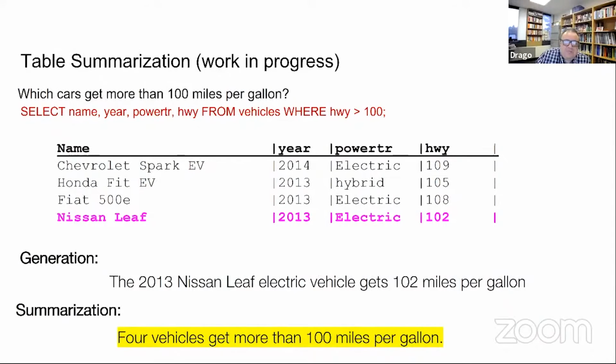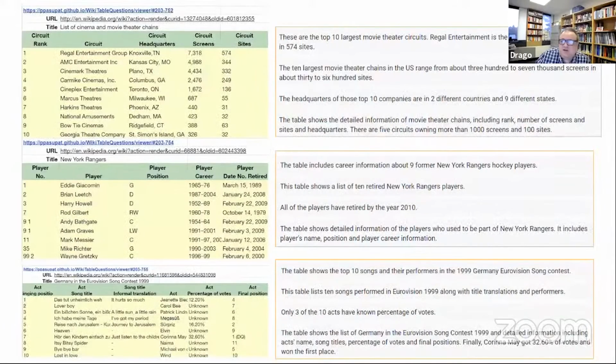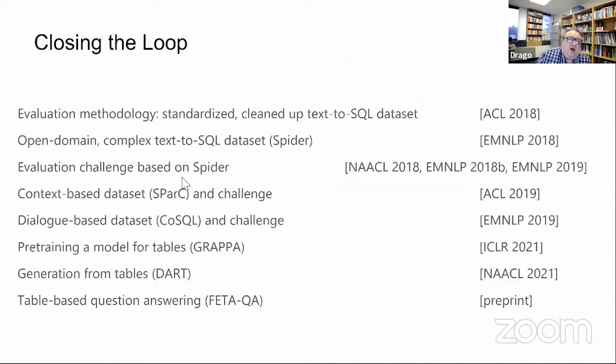Okay, so let me skip a couple of slides here and get to the final slide. In this presentation, I tried to show you some recent work over the last 3 years in the Lily lab at Yale on closing the loop in natural language interfaces to databases. We started first by creating a cleaned up large text-to-SQL dataset. And then we moved on to dialogue datasets, to a language model for tables, generation from tables, and table-based question answering. And we're currently working on the summarization part, which hopefully will result in a paper in the near future.